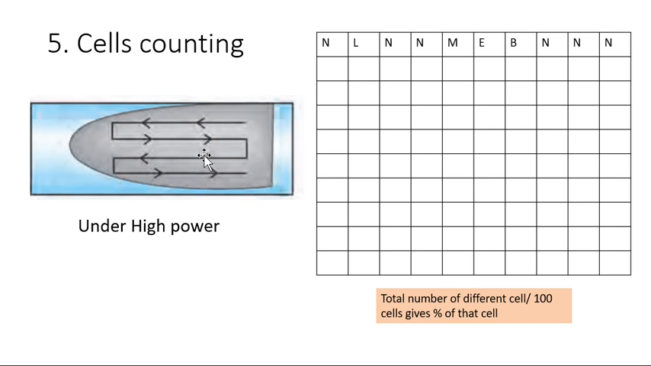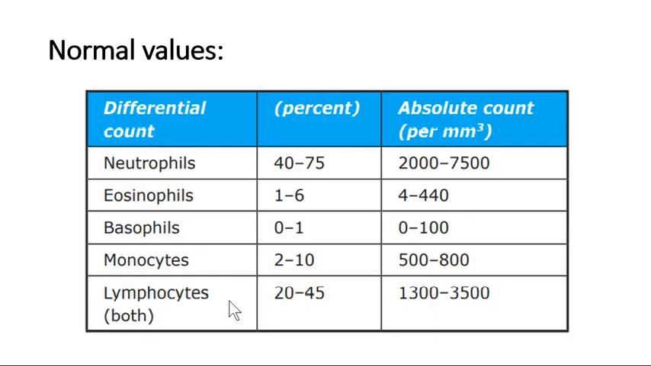We count 100 cells. As the 100-cell counting is complete, we leave it, and then we count the total number of each cell. If we get 60 N in 100 cells, then the neutrophil percentage is 60%. That's how we get the percentage of all the cells. Ultimately we get percentages, which is nothing but DLC, the differential leukocyte count. For every cell type we have a percentage value.